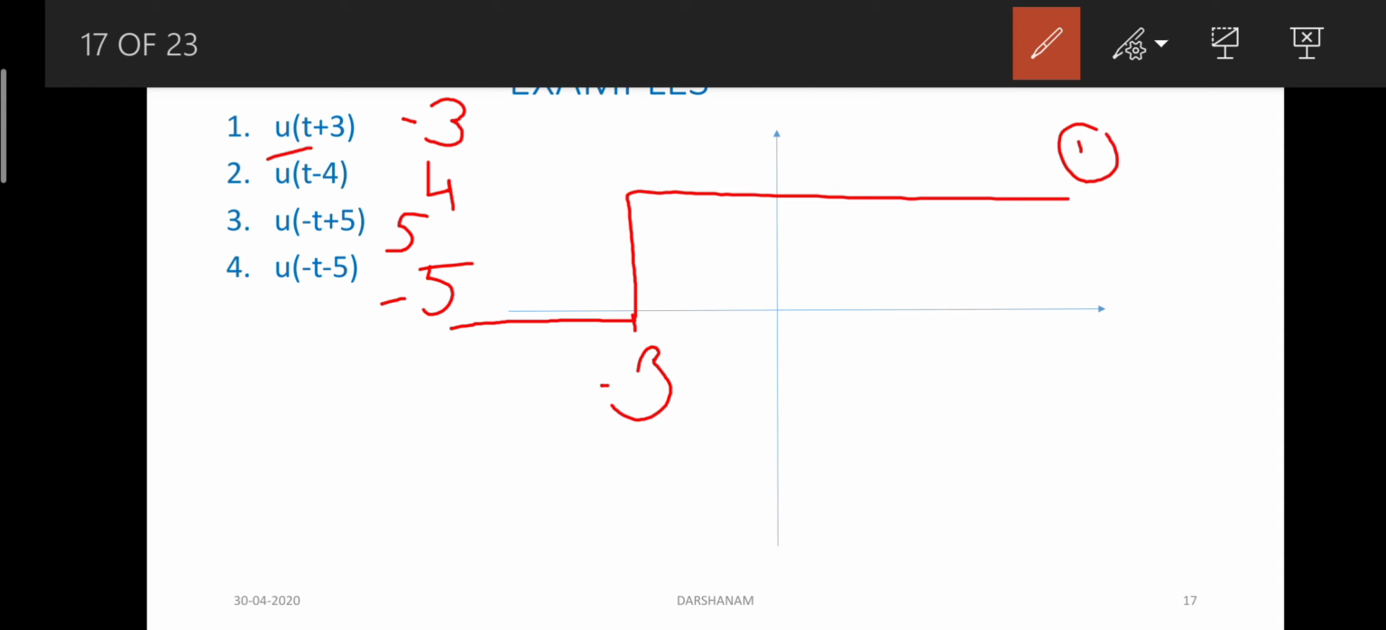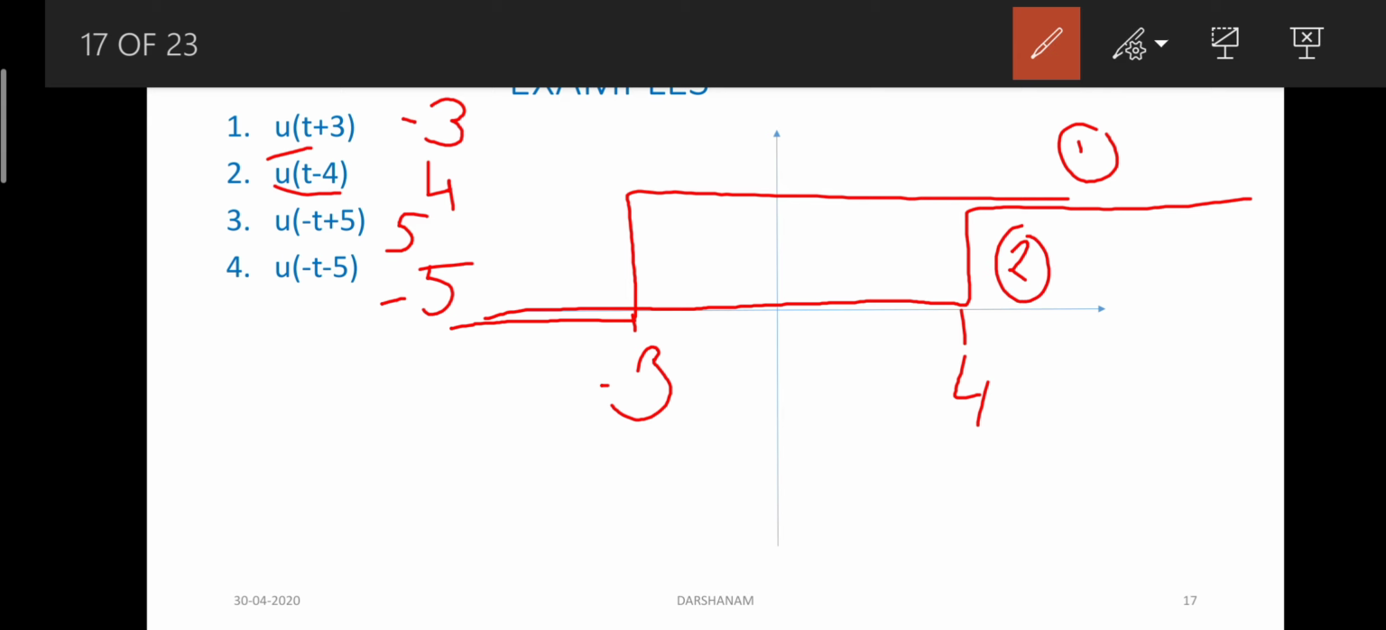In the case of the second one, u of t minus 4, the discontinuity is at 4, and since the coefficient of t is positive, it will be an upward moving step. So the graph will look like this. This is the graph of the second case.